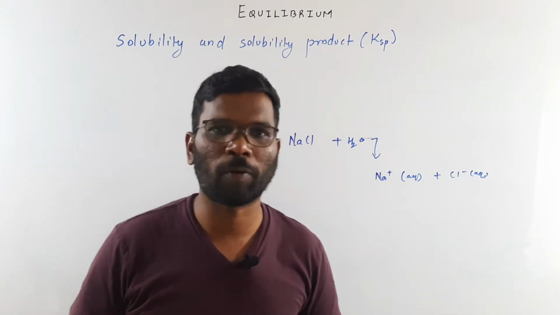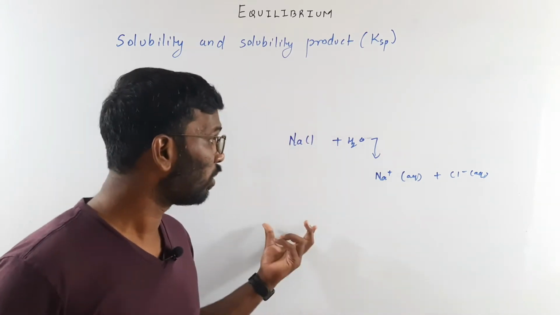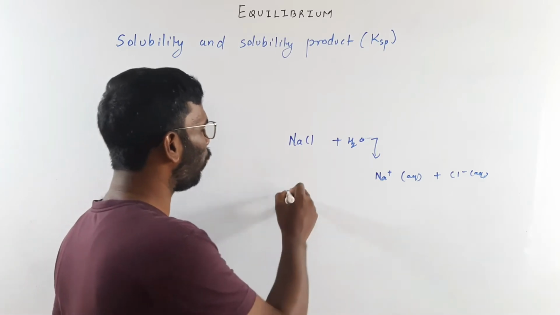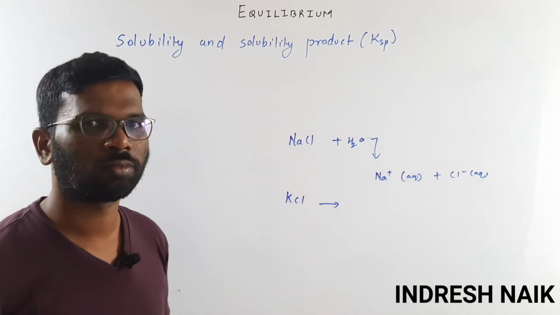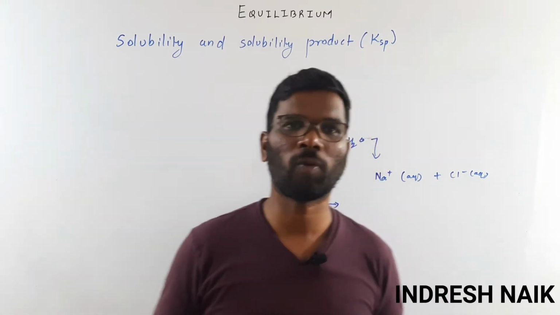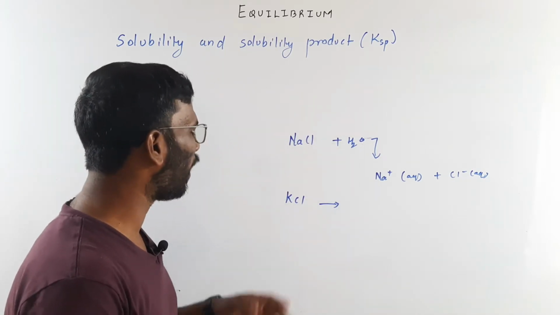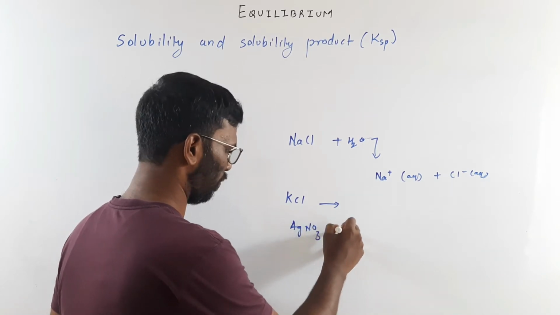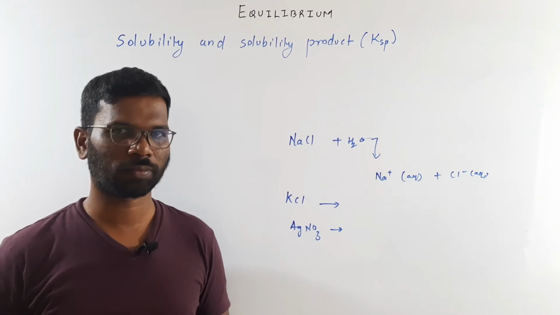So this is one type of salt, an ionic salt, which is getting completely dissolved. There are many examples, like KCl. If you take KCl, it will get completely dissolved in water, right? I would say that it is highly soluble in water, water soluble KCl. Then you can take more examples like silver nitrate, AgNO3. If you dissolve it in water, it is going to get completely dissolved.